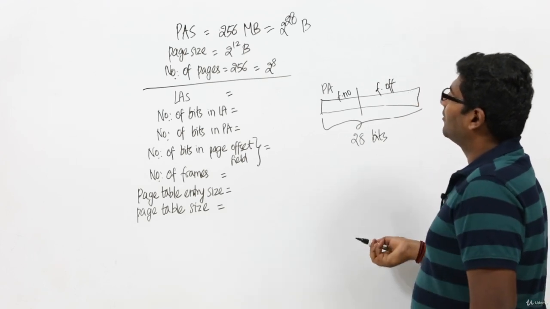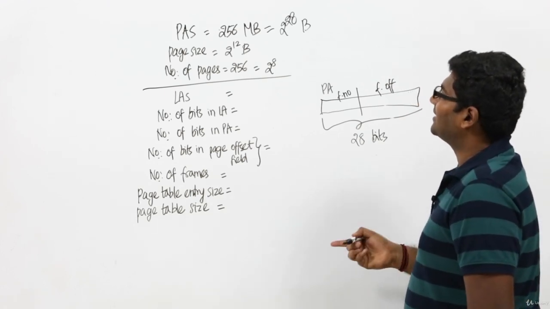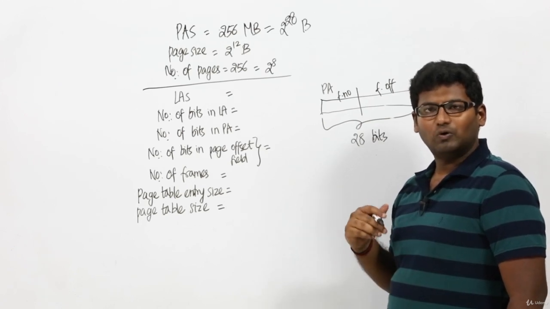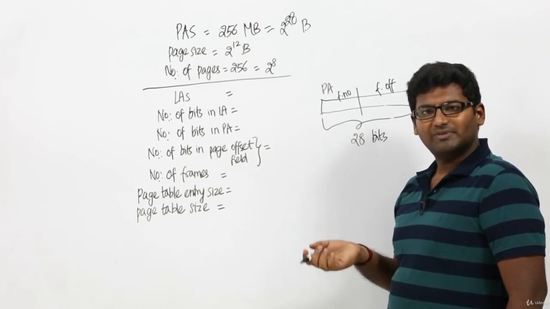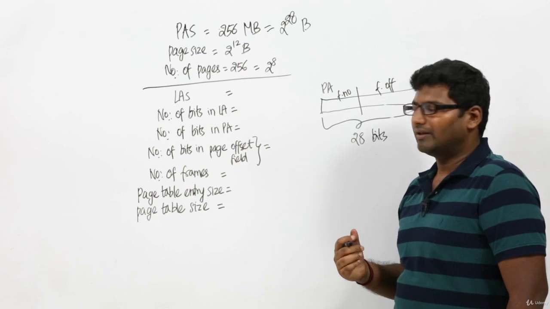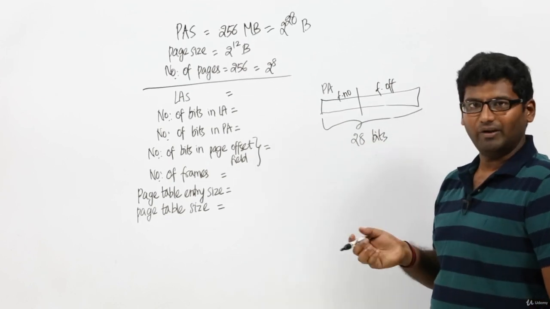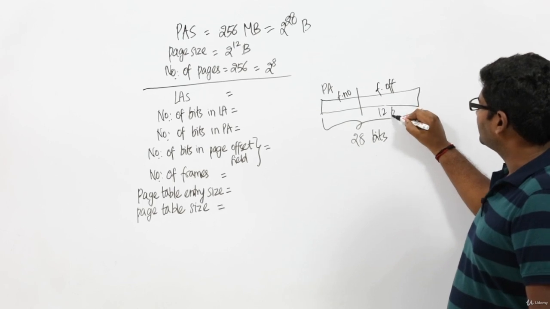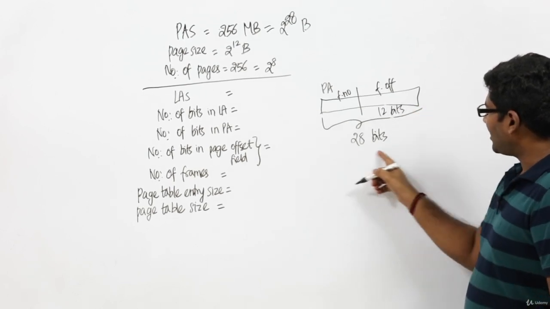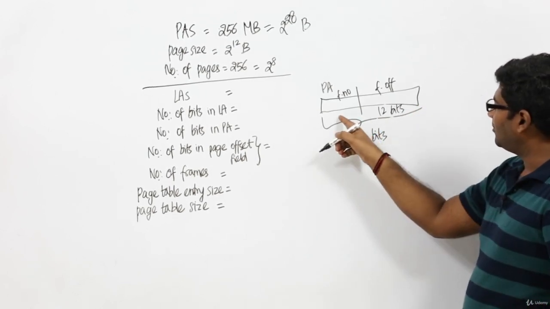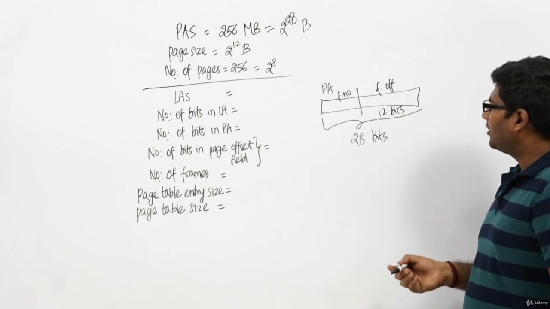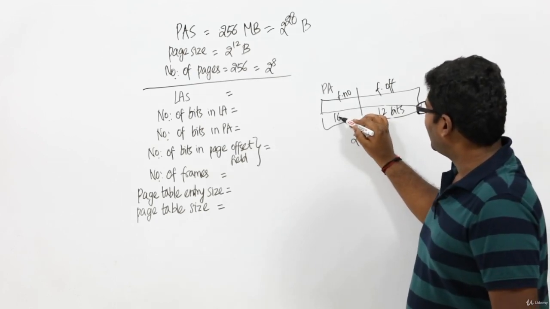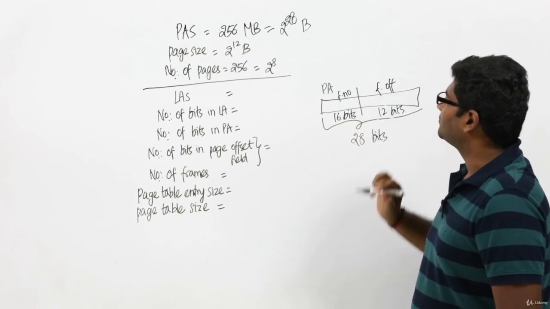Now what else they have given? They have given the page size as 2 power 12 bytes. What does it mean? Frame size will also be equal to 2 power 12 bytes. If the frame size is equal to 2 power 12 bytes, then the number of bits in frame offset field will be equal to 12, right? And so frame offset field will have 12 bits. Now if this is 28 bits and this is 12 bits, then this will be equal to 28 minus 12, right? 28 minus 12 is nothing but 16. So frame number field will have 16 bits.